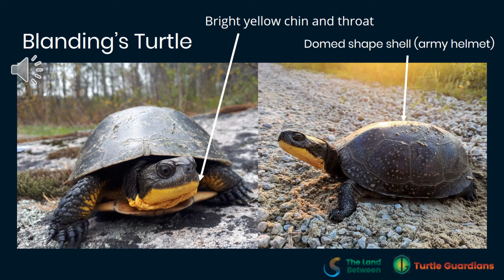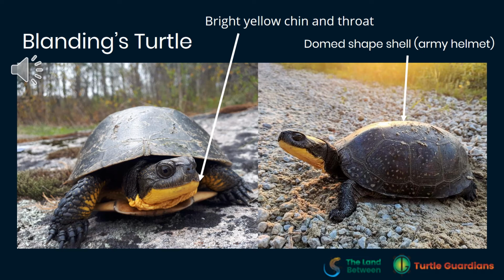Here we have our charismatic, adorable Blanding's turtles. So these guys are very easy to identify, probably our easiest to identify of Ontario turtles because of their very distinct yellow throats and chins. So we've got a solid yellow coloring here, not stripes, but a solid color, beautiful bright light yellow.